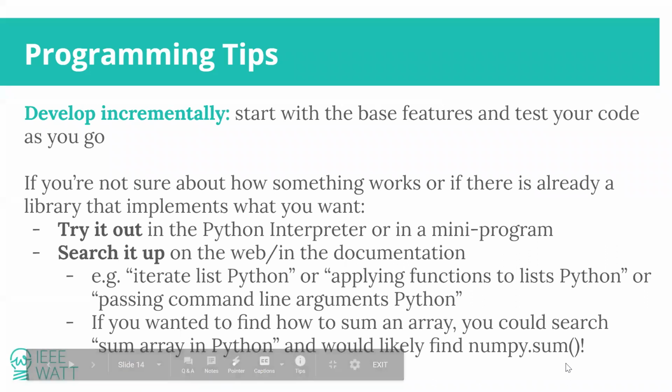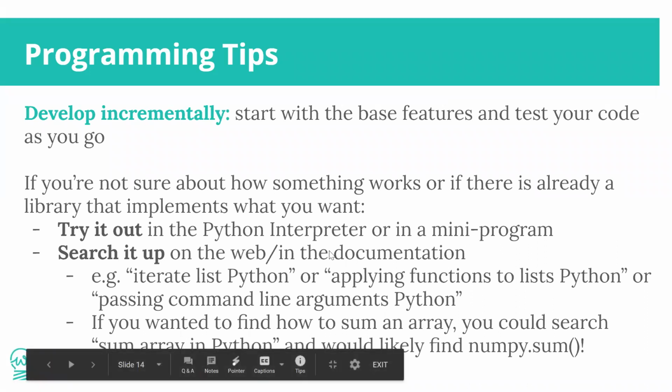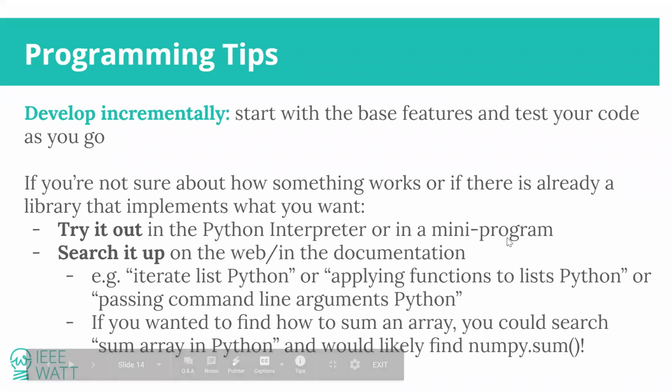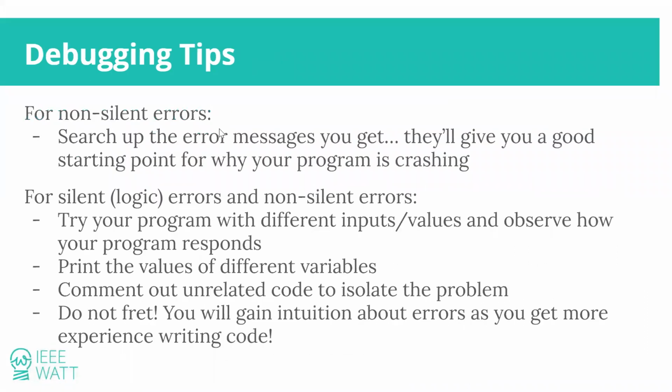So there are a lot of resources out there. You can always try things, and you can always Google things, and you'll probably find results helping you with what you want to do. And then for debugging, if you have non-silent errors, meaning it has an error message, and you're not sure what the message means, you can search up the message you get, and it'll probably highlight which line caused your program to crash. So you can go back through what happened and try to fix your error.